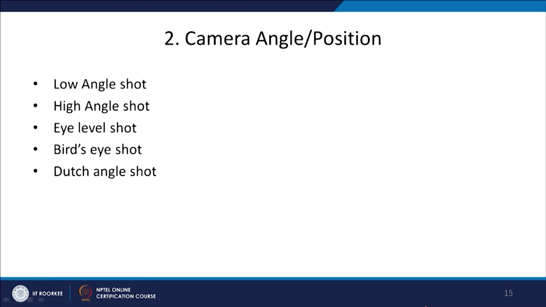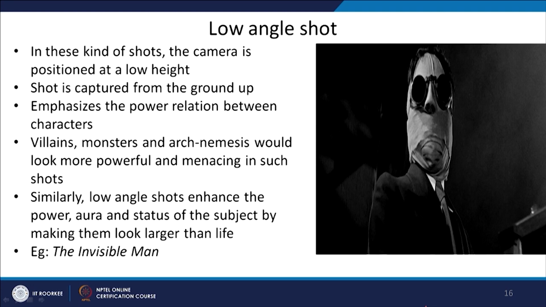We can also have different camera angles, and they are listed here, and let us try to discuss them very briefly. As we have already seen an example of a low angle shot, we find that in these types of shots the camera is positioned at a low height.